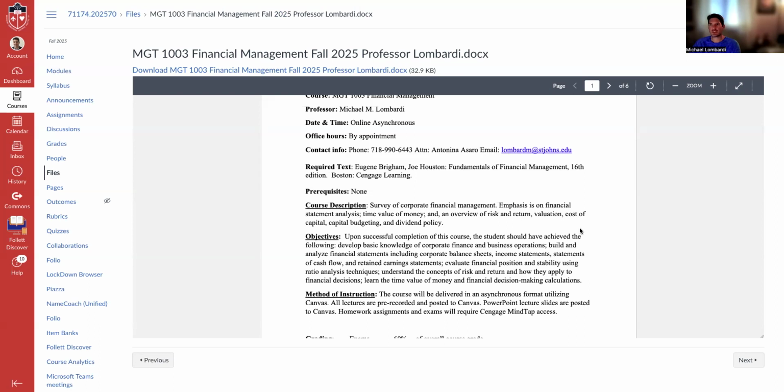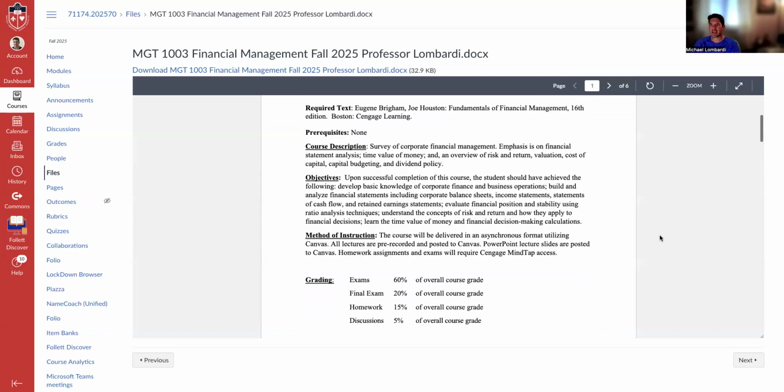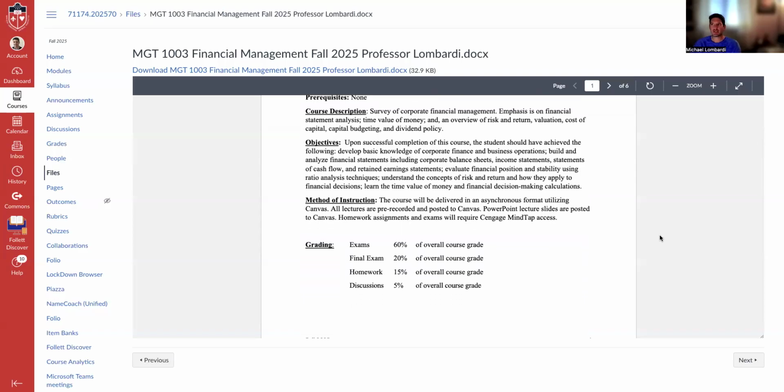So our course description, this is once again a survey of corporate financial management. The emphasis is on financial statement analysis, time value of money, an overview of risk and return, how we value investments, cost of capital, capital budgeting, and dividend policy. So you're going to get a broad overview of fundamental finance concepts in this course and how they relate to the business management world. So things like knowledge of corporate finance and business operations. We're going to look at financial statements such as balance sheets, income statements, cash flow, and retained earnings. Look at the financial position and stability of various companies using ratio analysis.